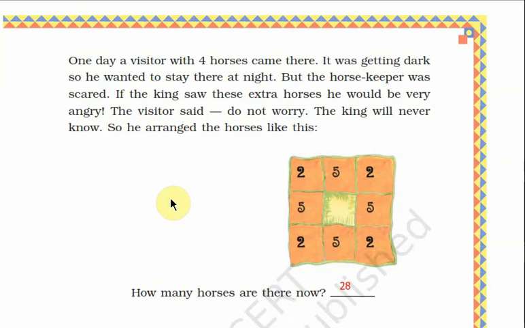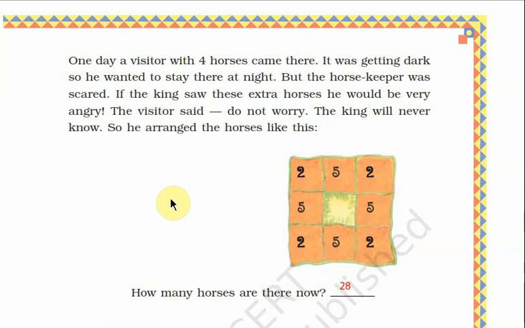But the horsekeeper was scared. The king's horsekeeper was afraid of the king. If the king knows that a visitor came and he kept his horses there also, the king will fire him. So the horsekeeper was very scared. He was saying that if the king saw these extra horses, he would be very angry.